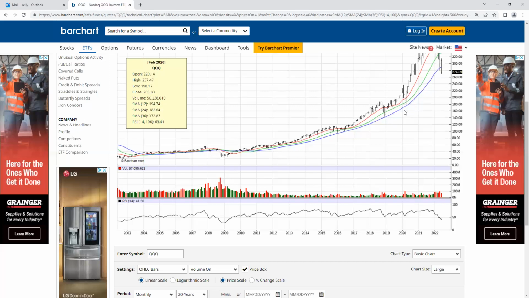Even during the crash of 2020, it hardly broke underneath there. By how many points? The low was 164, and it broke underneath the blue line at that point, which was 172. So you got less than 10 points underneath before it got above it. Right now, it's already gone 20 points underneath. So it's a different ball game.